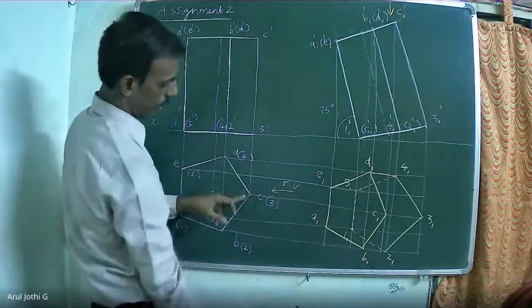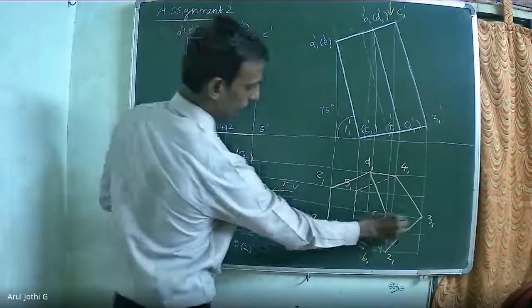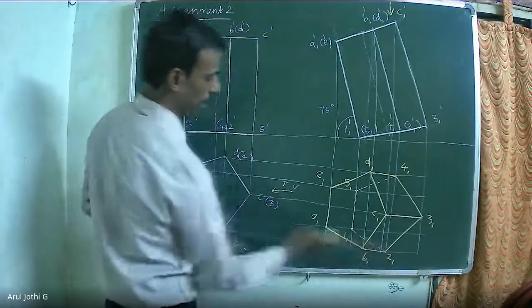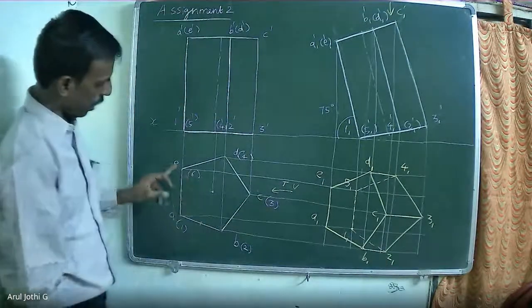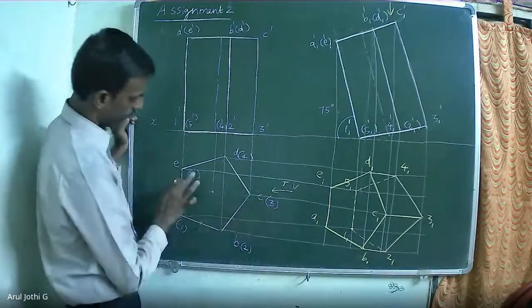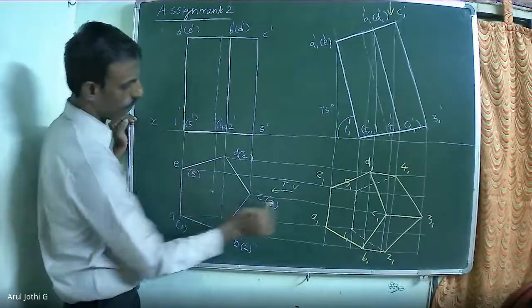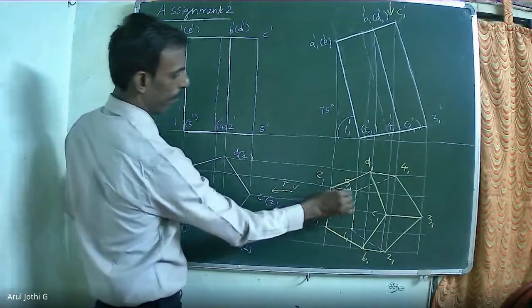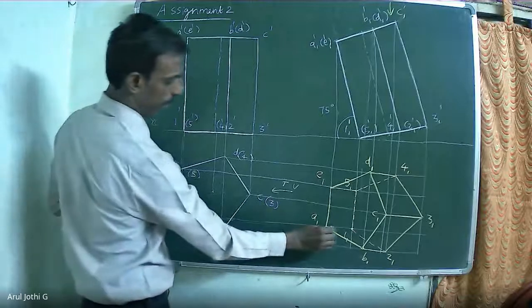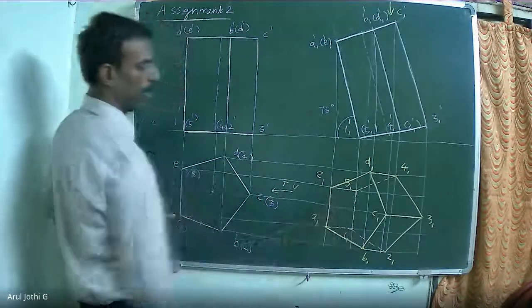So D4, C3 and B2 are available at the front. That will be visible. E5 and A1 are available at the back side. So E5 will not be visible. A1 is available at the back side. That will not be visible.